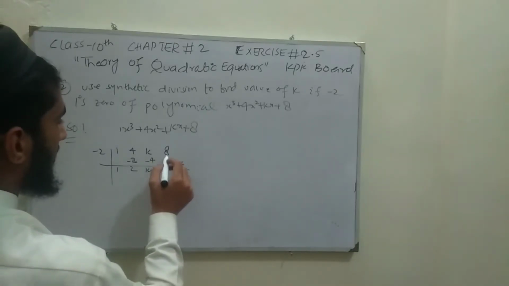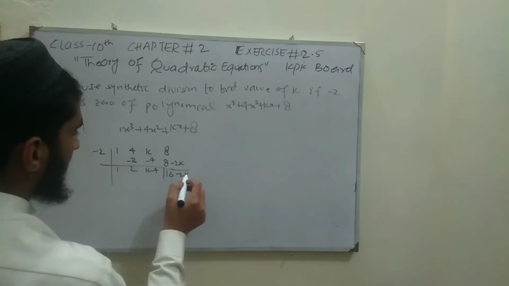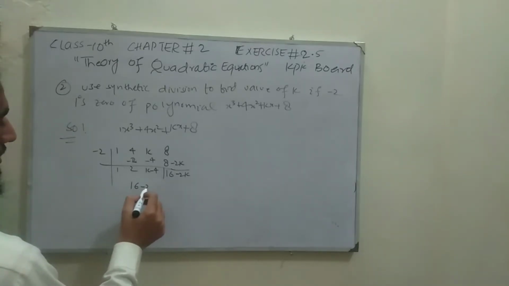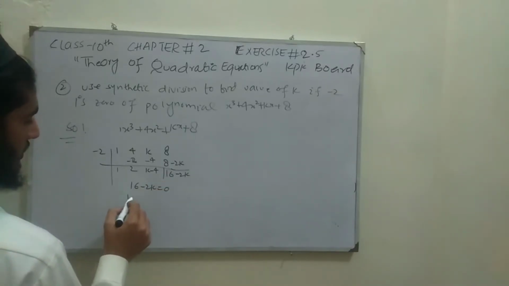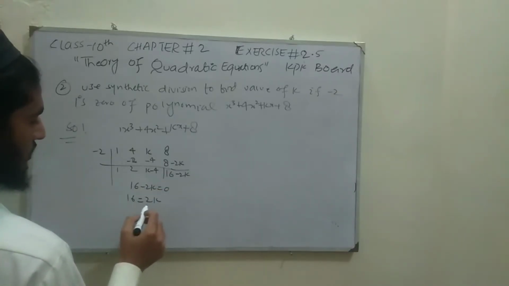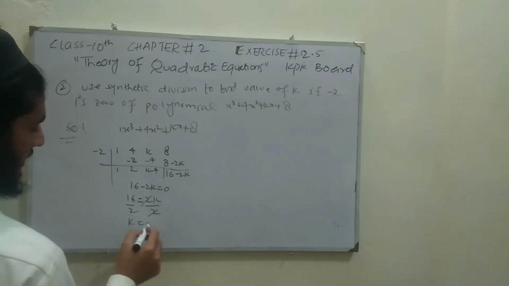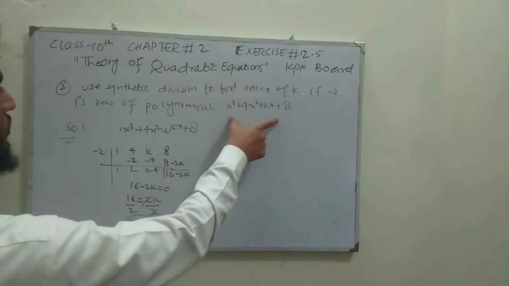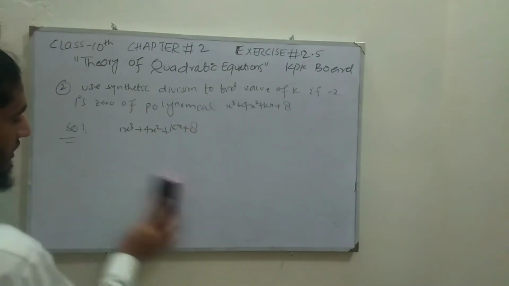Add 8 with 8 minus 2k, it gives us 16 minus 2k. Equate 16 minus 2k to 0. Shift minus 2k to the right hand side, so 16 is equal to 2k. Divide both sides by 2. So we are left with k equal to 8. So at the value of k equal to 8, this polynomial will have the zero minus 2. Move to question number 3.